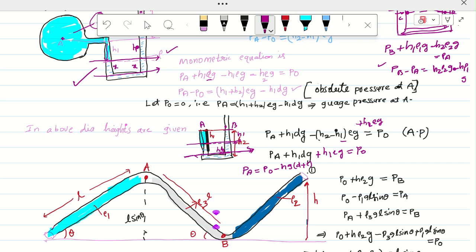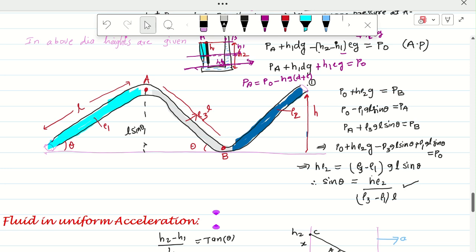Okay, this is the application of manometric liquid. Manometric equation for finding the pressure, the gauge pressure of a liquid, by using the manometer.